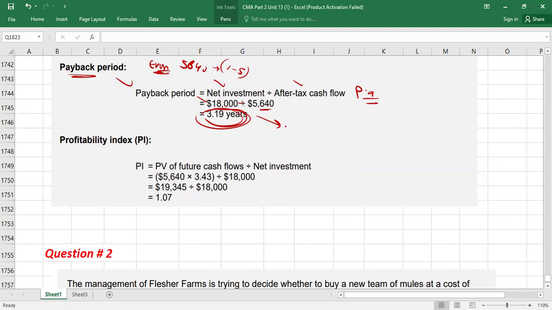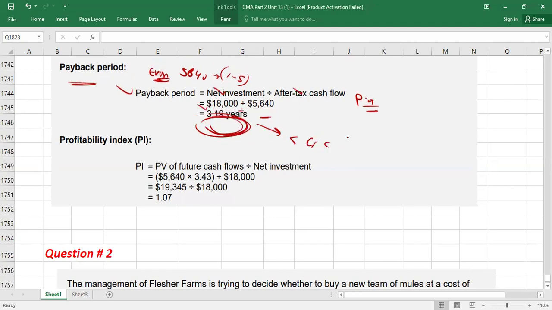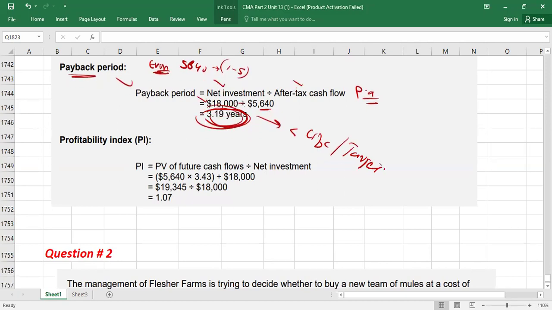And usually, if this payback period is less than the project life or target payback period... Sometimes management may give you a target that you should invest only in those projects where you can recover cost in 4 years. So if your payback period is less than the project life or the target payback period, whatever is given, we will accept the project because we are recovering the cost within the target. But if this period is greater than the life of the project or target, obviously then we should reject the project. Okay. So this is payback period.